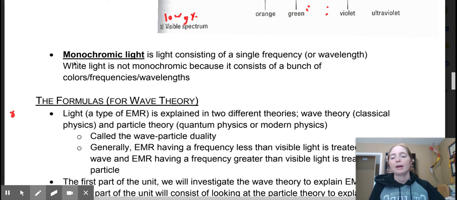Okay. So, ladies and gentlemen, monochromatic light. Mono in Latin means one.